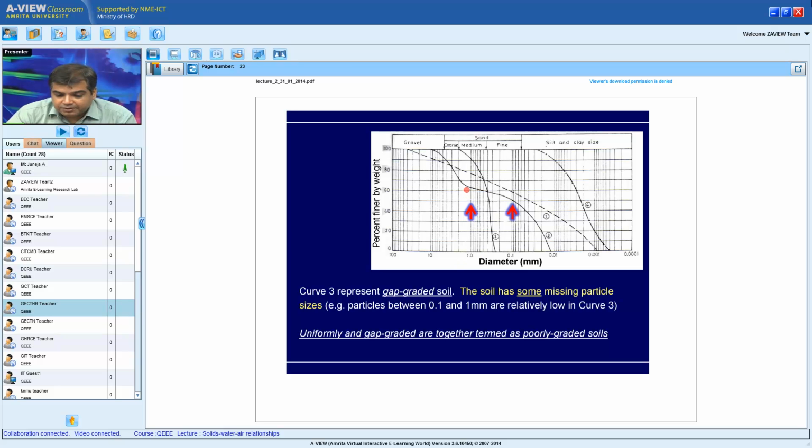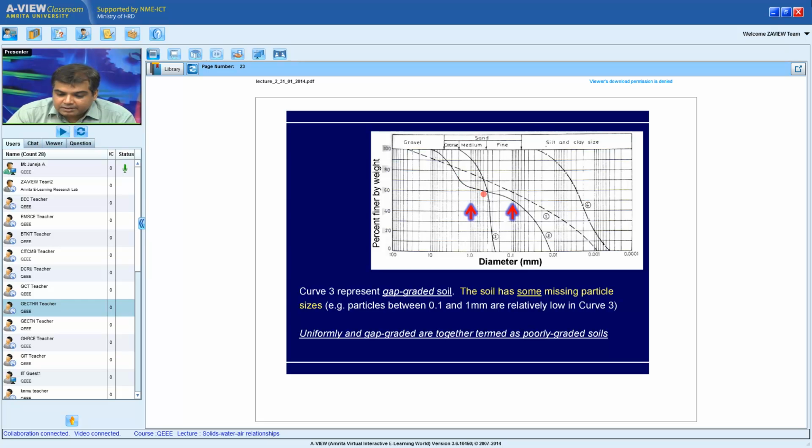Let's go to curve 3. Curve 3 is this curve. What you see is a flatness. In between there's a steep part, and in between there's a flatness, followed by steepness. The flatness probably represents that from this size to this particular size there is unavailability of the soil, or a deficiency of this soil. So when there is deficiency or unavailability, we call this a gap. So we call this gap graded soil.